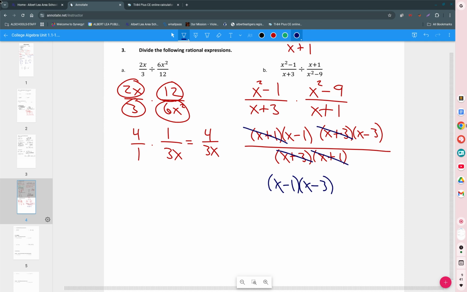Good? You guys are usually really good with this stuff. Okay? We usually don't get these problems wrong on the test.